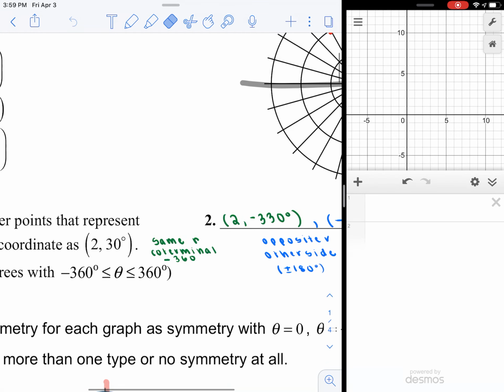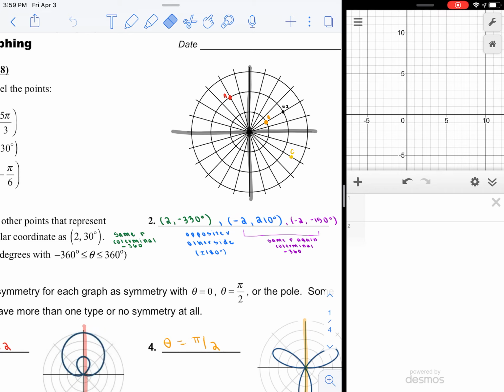For question 2, you were asked to name 3 other points that represent the same point as 2, 30. Remember to keep the same r value. You need to find what's coterminal to what was given, and that's where I got that 2, negative 330. And then remember that to get the other 2 points, we need to change the r value.